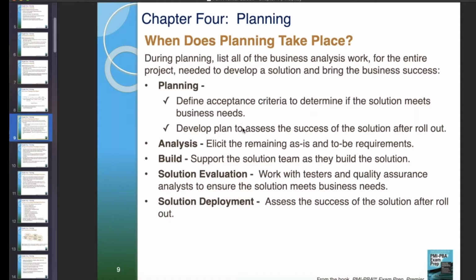That is a really important statement. Develop the plan to assess success of the solution after rollout. Remember, post-implementation assessment is important, and we'll see that. You've got to, and this is the thing, the PM might go on with their life. The analyst has to have follow through. You have to go look at the results. And that's why analytics is so important.